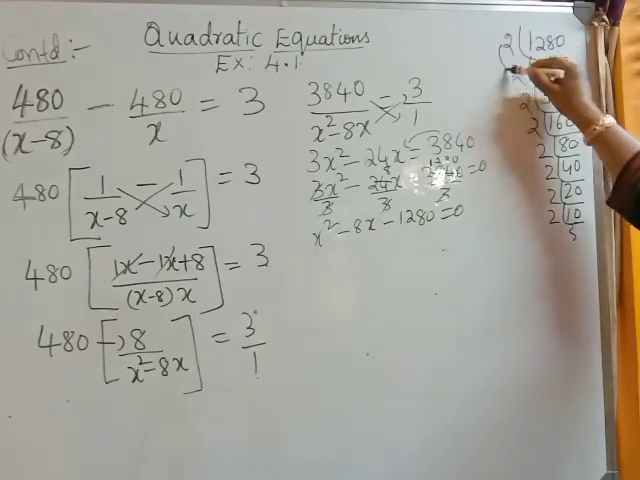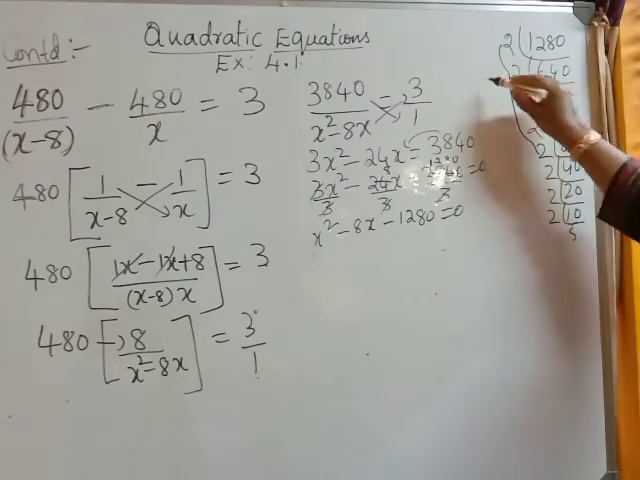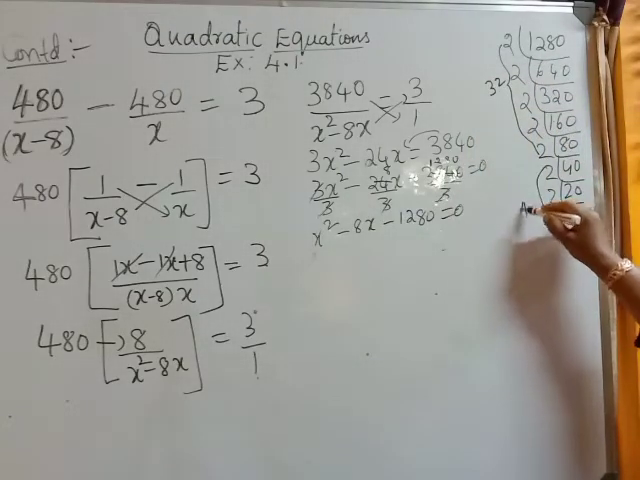Now what I am going to do is group these 5 together, so that I will get 32, and then the remaining will be 40.